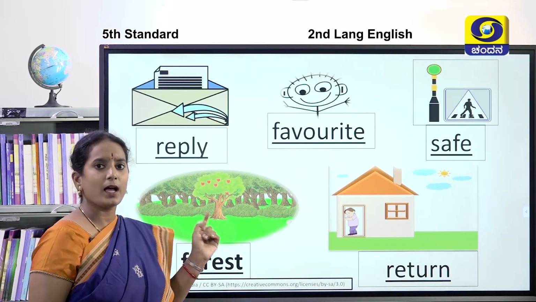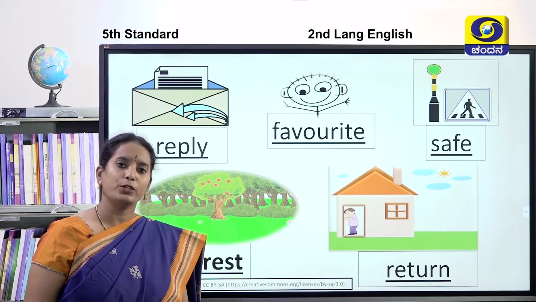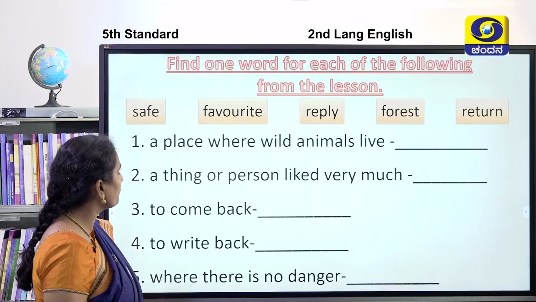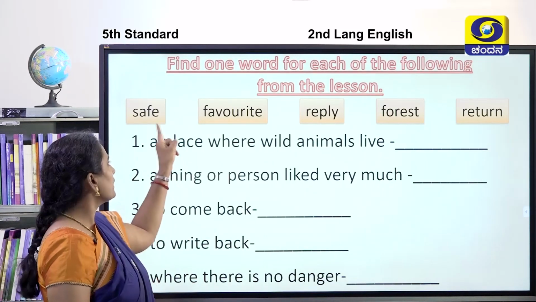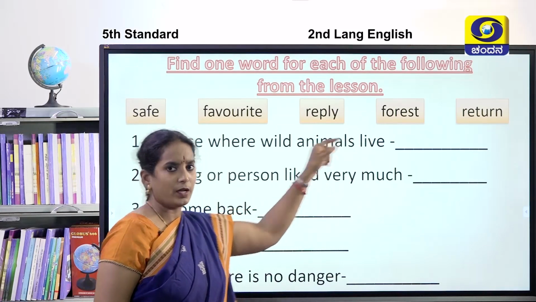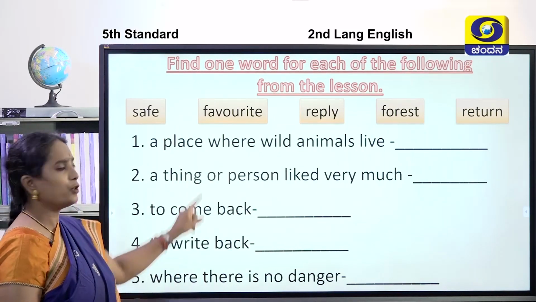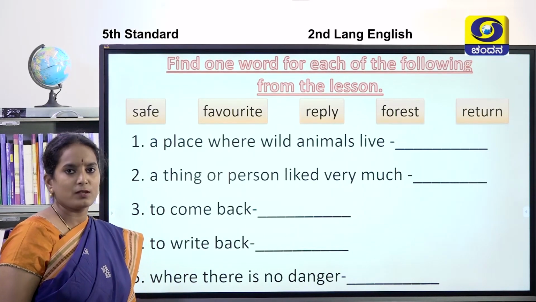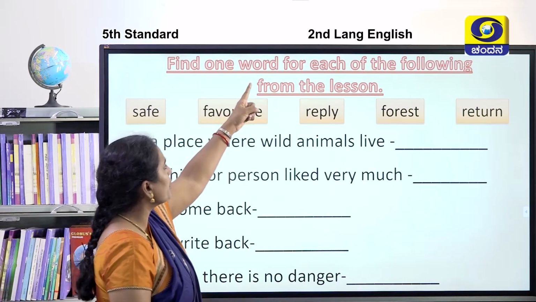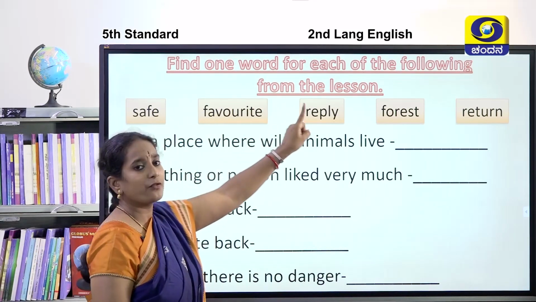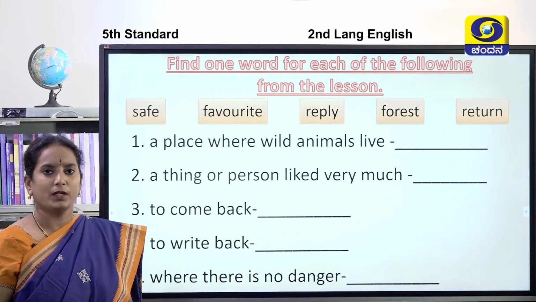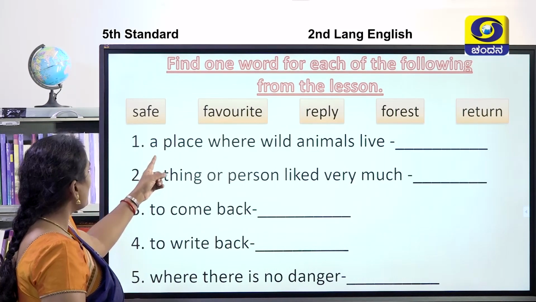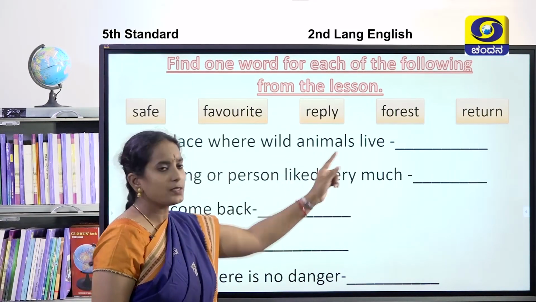These are the answers. I am going to show you questions and you will have to find out the right answer. Now let's look at the activity. So these are the words that we read out just now and here are the questions and you will have to match the correct word to the sentence. So the heading is find one word for each of the following from the lesson. Now shall we start? I'll read the first question for you. A place where wild animals live.